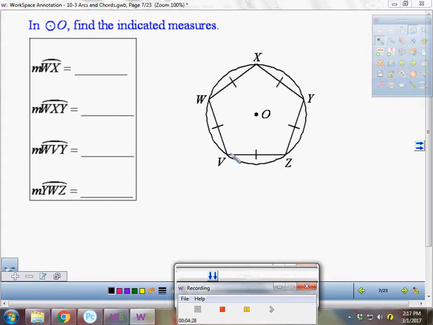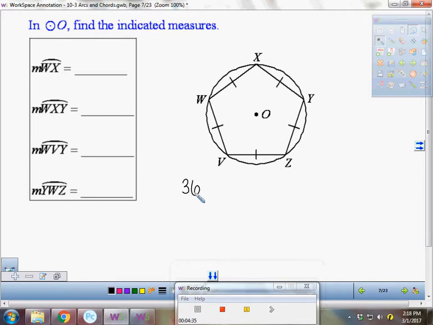Alright, so now I have a 5-sided figure. All 5 sides are equal. So I'll take 360 and divide that by 5. So that means every piece is 72 degrees. So this side is 72 degrees, 72 degrees, every little part. And you don't have to label these every single time, but sometimes it's helpful. It'll be helpful later on when they're different.